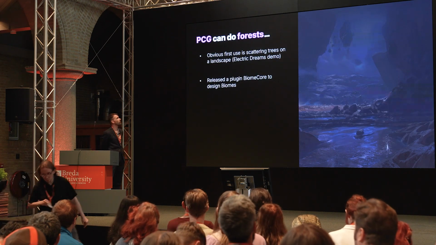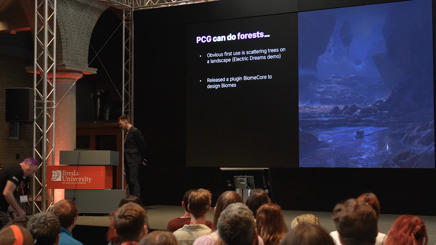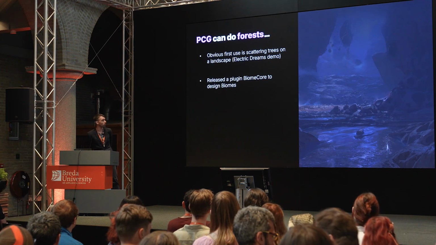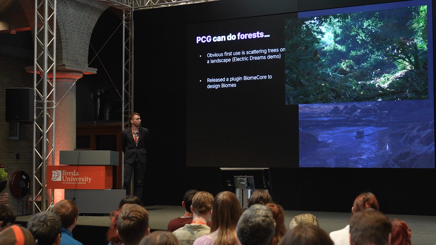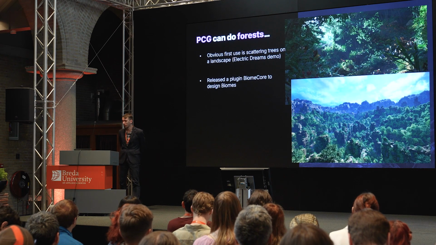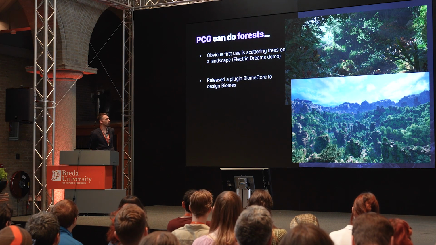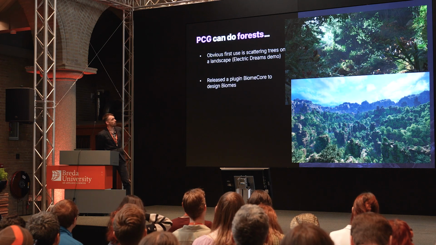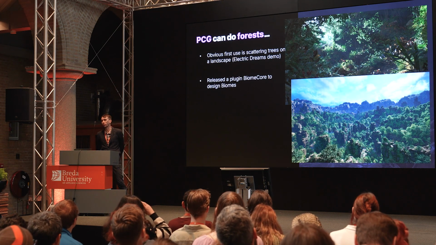So of course, PCG can do forest. I heard that PCG is a good scattering tool. We tried to break this, but of course, the obvious first use is scattering trees, and that's what we did with the Electric Dreams demo, with this deep jungle environment, where there was a small area of the map that was hand-placed, but the rest of the world was procedurally generated.